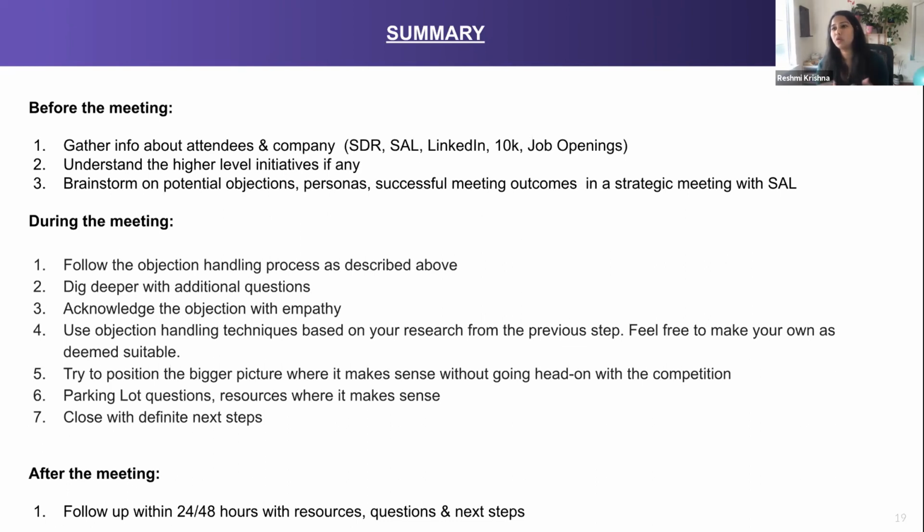Once I know a little bit more background about the company, and of course you cannot do this for every meeting, you do this for really strategic, impactful meetings. Of course, we would like to do it for every meeting, however, given the bandwidth, make sure you're doing this for every strategic meeting. Brainstorm with your SAL on the potential objections. For example, if you have a similar profile of a company like HEB, what kind of pain points they had. Maybe they have similar pain points. Spend 30 minutes to an hour brainstorming about the personas.